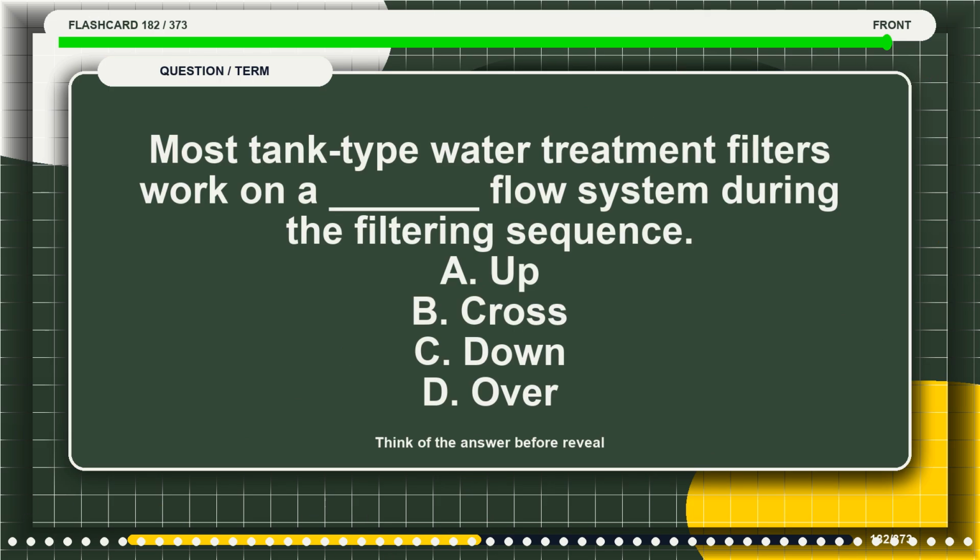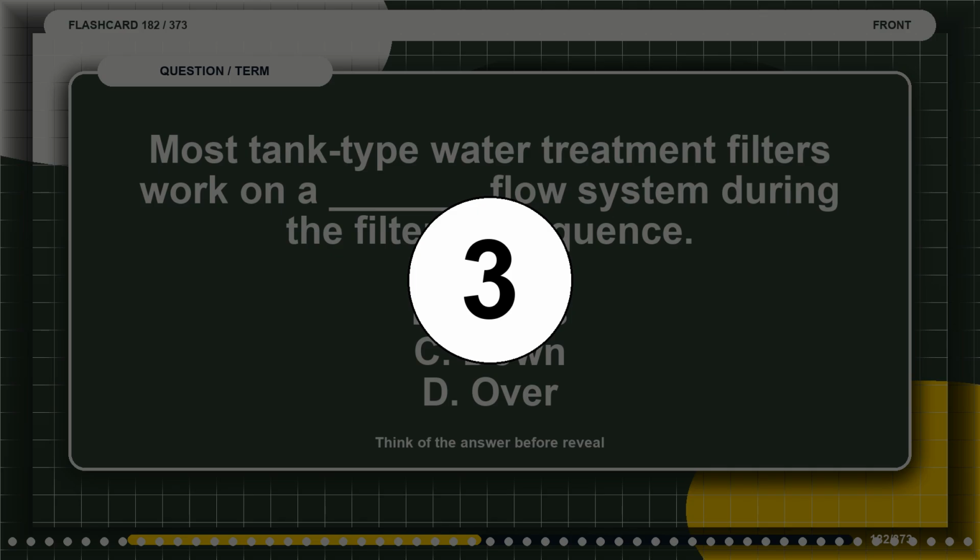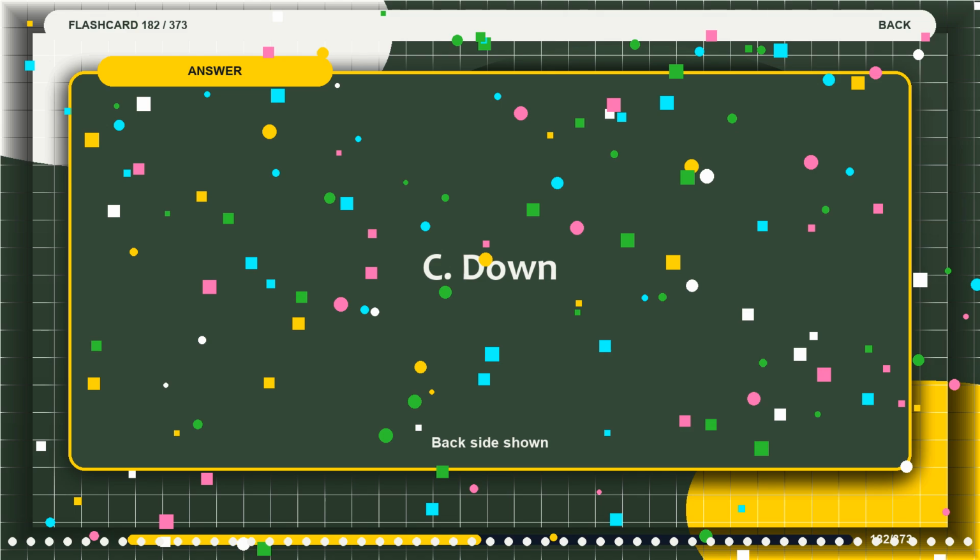Flashcard 182. Most tank-type water treatment filters work on a blank flow system during the filtering sequence. A. Up, B. Cross, C. Down, D. Over. Think of the answer before the reveal. The answer is C. Down.